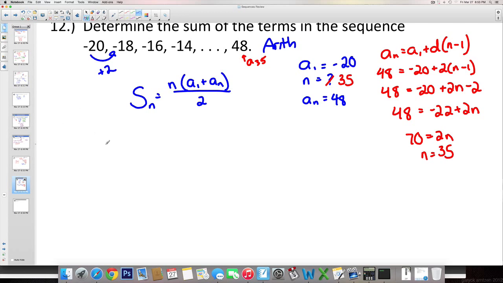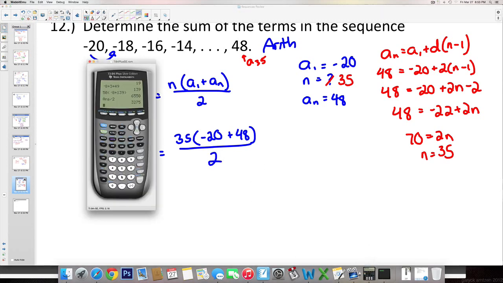At this point, we'll just go ahead and substitute right in. So the sum of the first 35 terms would be 35 times the first term plus the 35th term, divided by 2. And that's 490.